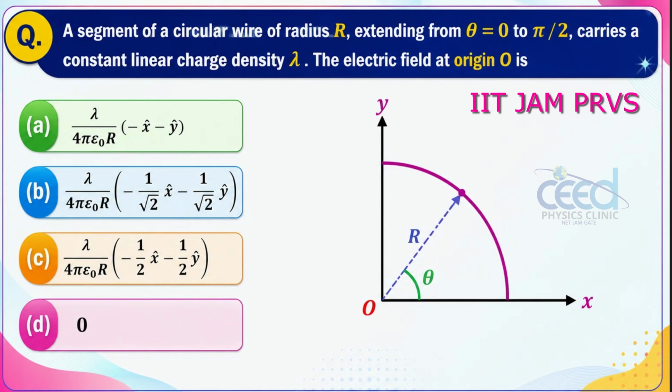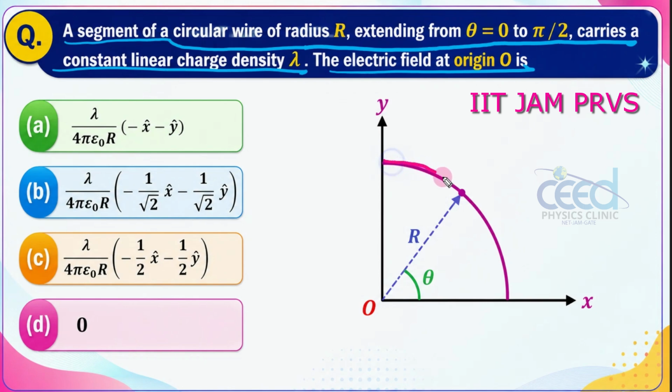Dear students, here we have a question. A segment of a circular wire of radius r extending from theta equals 0 to pi by 2 carries a constant linear charge density lambda. The electric field at the origin is? So here we have a segment of line charge, right?